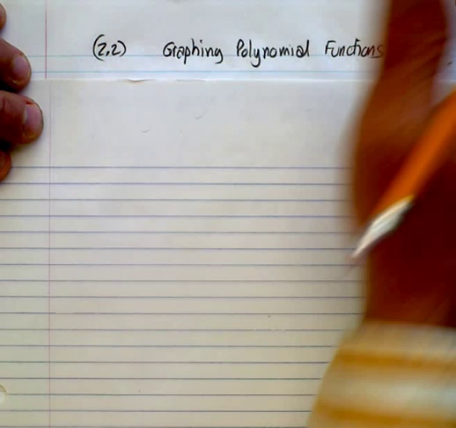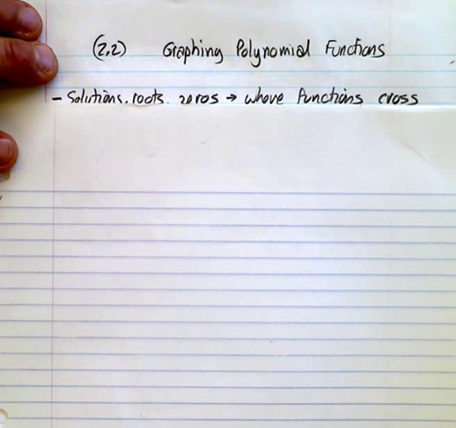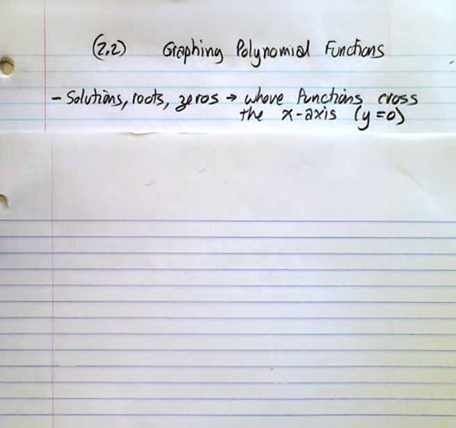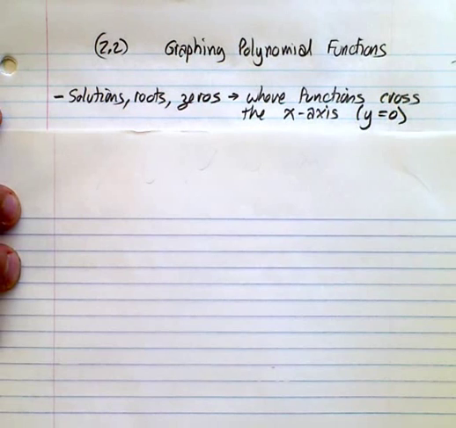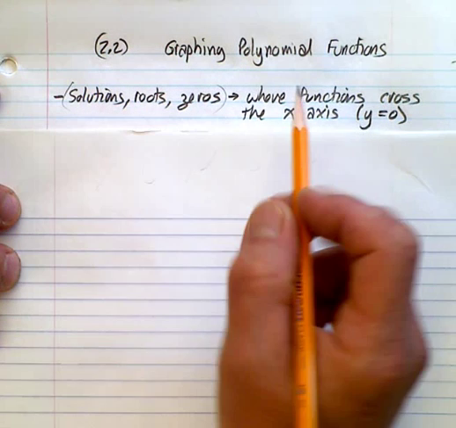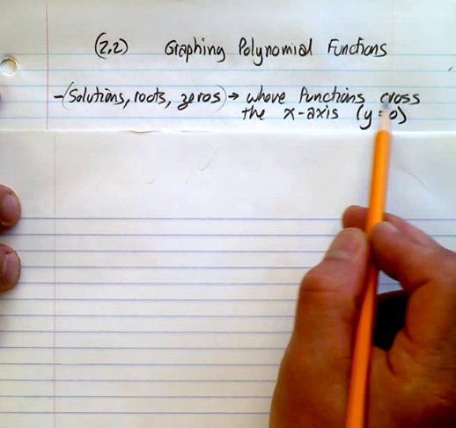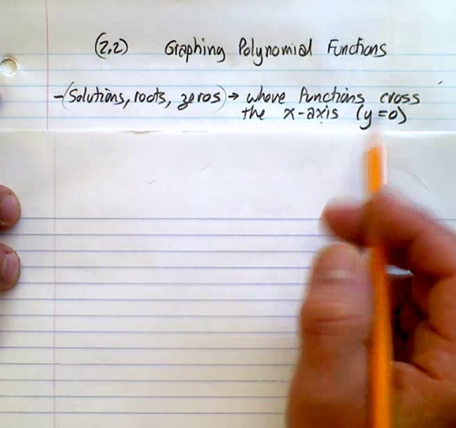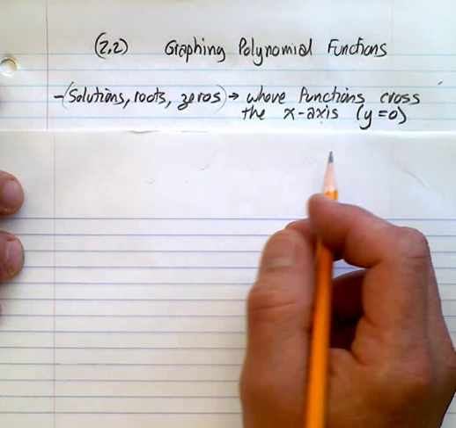Now, before we actually move on with this, we've got to talk about solutions, roots, zeros, all those things, okay? These all mean the same thing, and they are where the functions cross the x-axis, okay? They are the x-intercepts. They are solutions to a function.